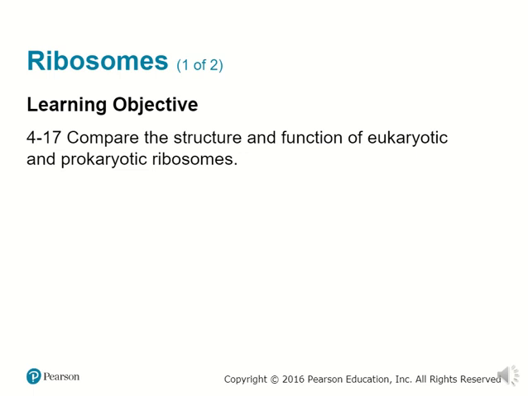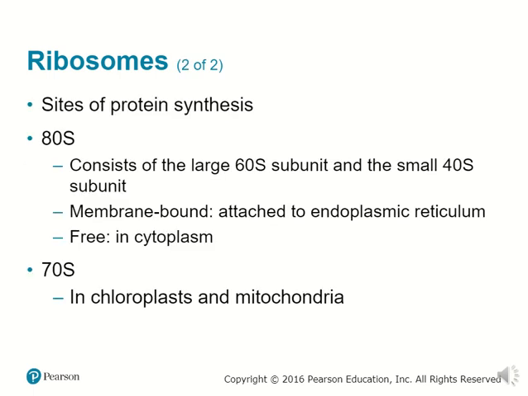Like prokaryotic cells, eukaryotic cells do still have ribosomes, which are used for creating proteins. That's essentially what their main focus is. Ribosomes help make proteins.